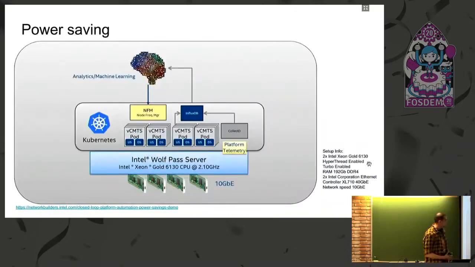Then I can just quickly tell you briefly about the power saving demo. On all of the slides at the bottom there is a link where you can find more detailed information about those demos. So here we have a Kubernetes cluster that was running the vCMTS pods that were using poll mode drivers, so they were eating 100% CPU all of the time. The platform telemetry has been pushed to InfluxDB, and then it was being monitored by an analytics engine that was previously trained to find the correlation between platform telemetry, CPU core frequencies for performance, and packet drop rates.